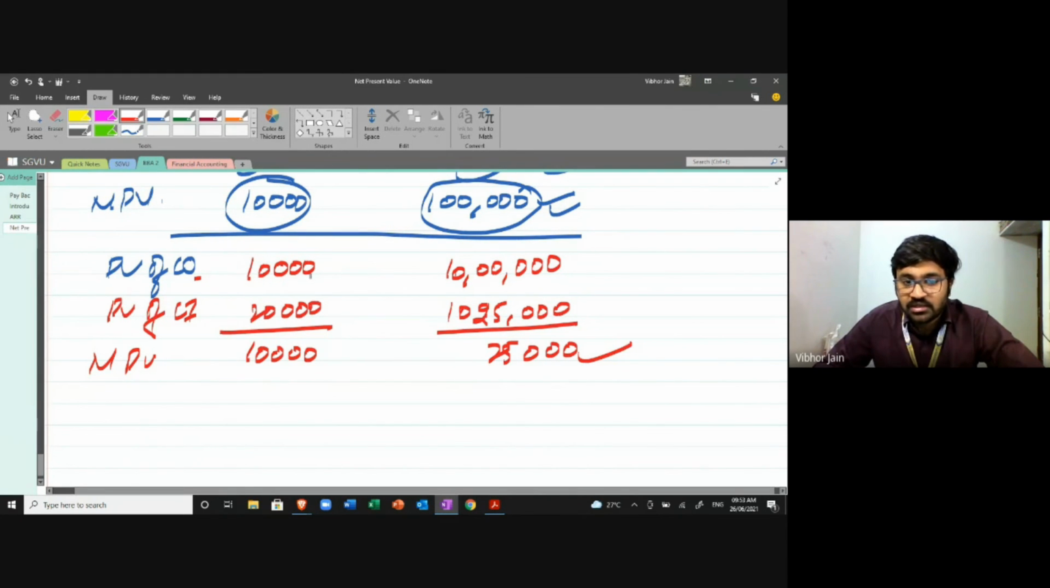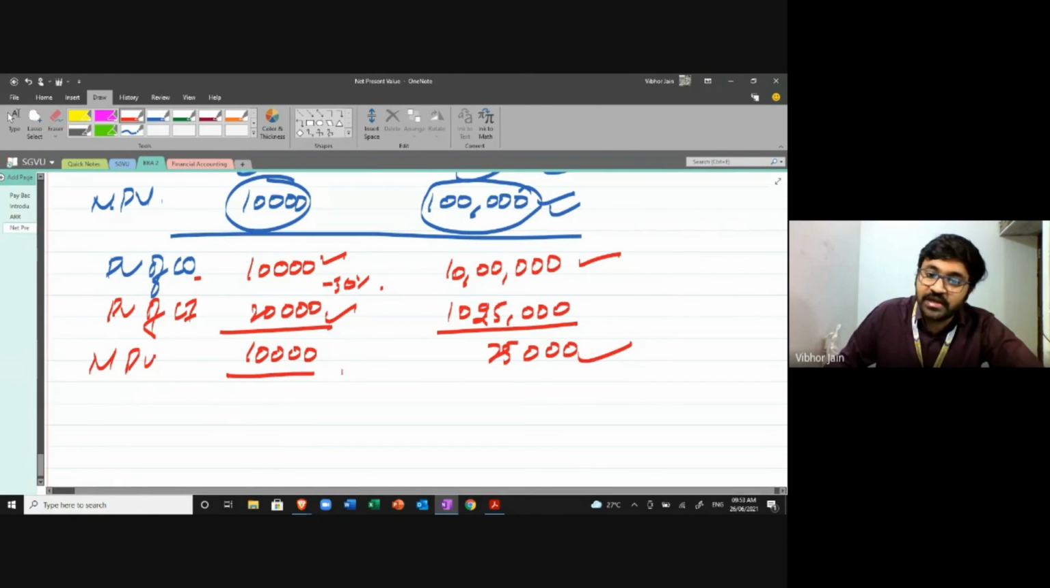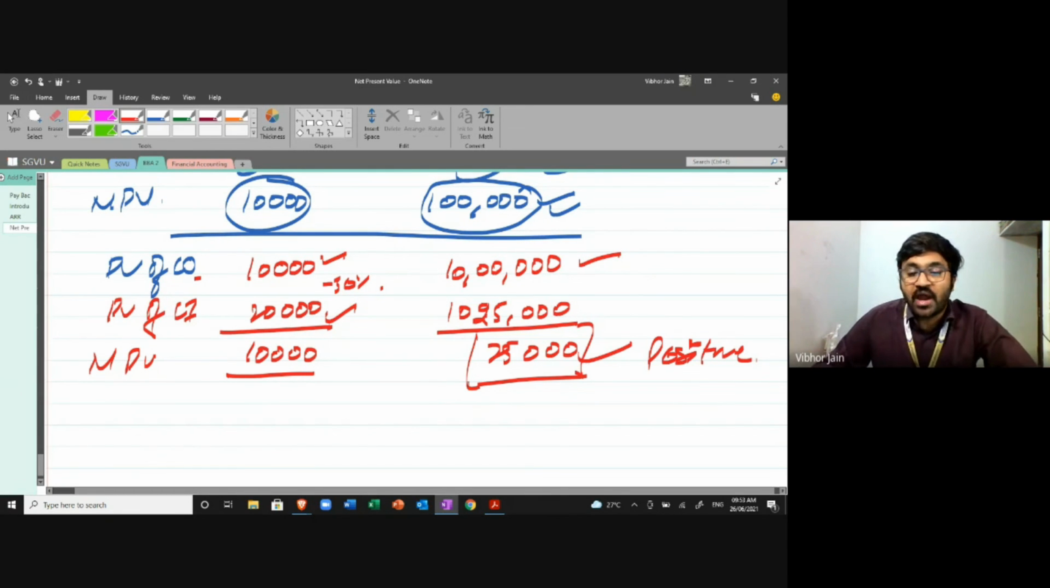in this project, the margin is 100%. Can you see? You are investing 10,000 and you're getting 20,000 in return. Over here, you are investing 10 lakhs and you're getting 10 lakh 25,000. So although the NPV is positive for both the projects, and this is a higher NPV, ideally you should select this project, but that is not the case.